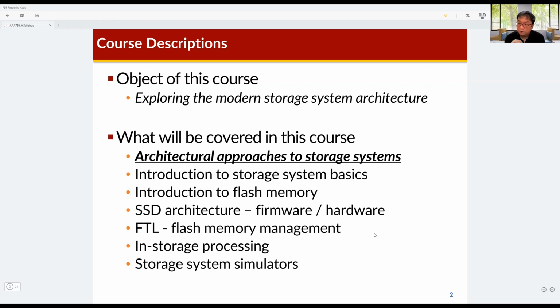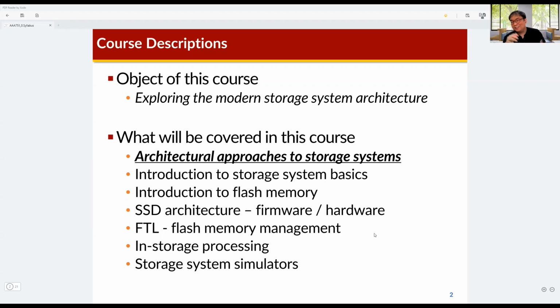And then we will also explore the area of in-storage processing. I believe some of you have heard about near data processing. Near data processing means that the processing engine is located close to data. The advantage of this model is to reduce the cost of data movement. This near data processing model can be applied to storage also, and this model is called in-storage processing. So we will explore in-storage processing.